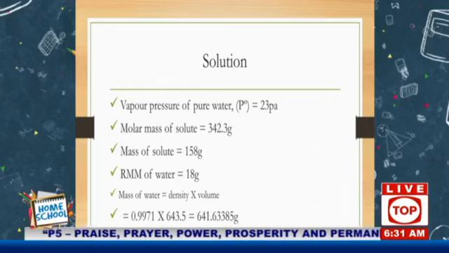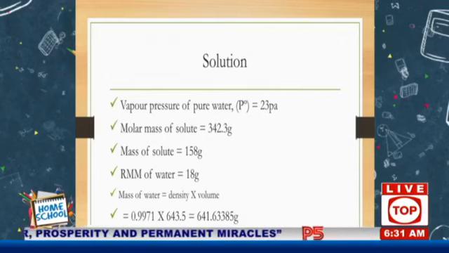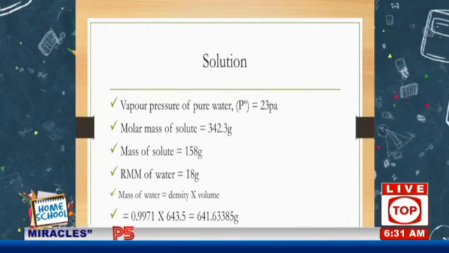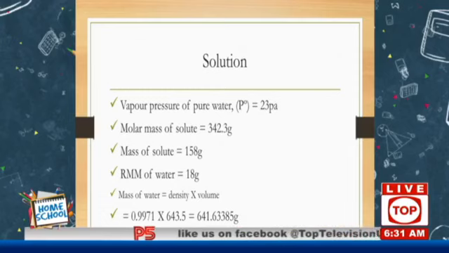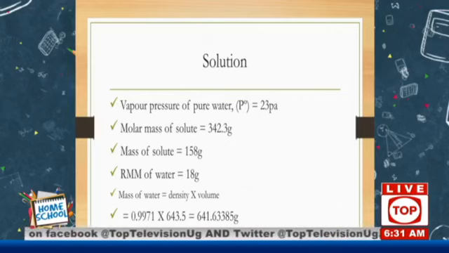Then mass of water. We all know that from our O level. They used to say density is equal to mass over volume. So if you have density and you have volume, you'll be able to make mass the subject of the formula. You say mass of water is equal to density times the volume. You get the density which is there in the question and the volume. Then you get the mass as 641.63385 grams.